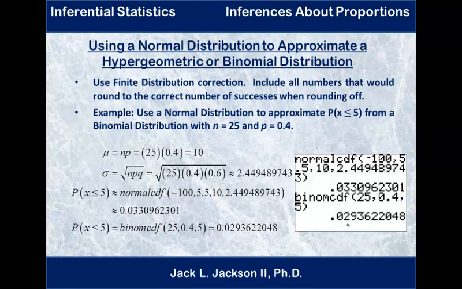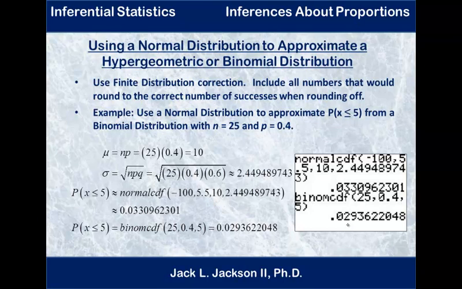So suppose we have a binomial distribution with n is 25 and p is 0.4. That would be an np of 10, which is our expected value, or our mean. Standard deviation is the square root of npq, so that's 25 times 0.4 times 0.6. Square root of all that is about 2.449. So we use that mean and standard deviation and do a normal. So the probability that x is less than 5 from a normal would be a normal CDF going from negative infinity, I just use negative 100 here, up to 5.5, not to 5, but 5.5, with a mean of 10, standard deviation of 2.449.